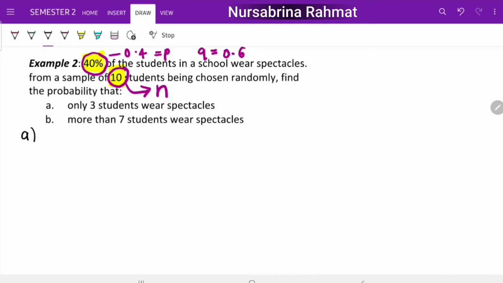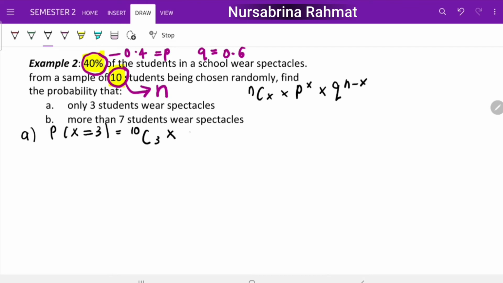Only 3 students wear spectacles. That means only 3, P(X = 3). So again, what is the formula? The formula is nCx multiplied with p to the power of x multiplied with q to the power of n minus x. So this one, our n is 10 C, and your x is 3.